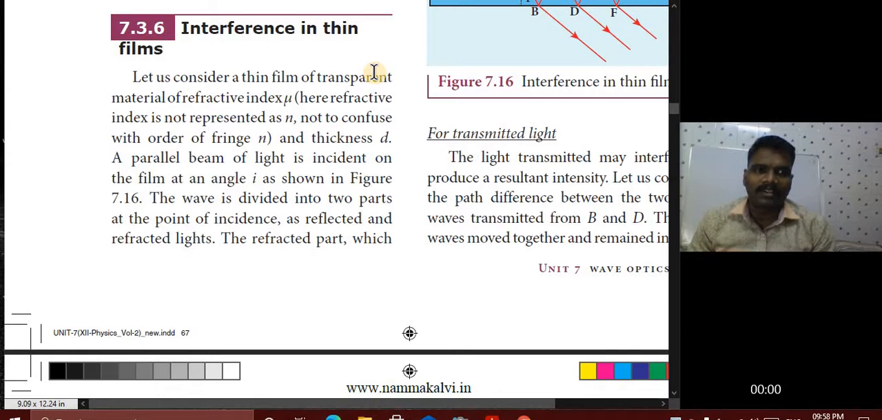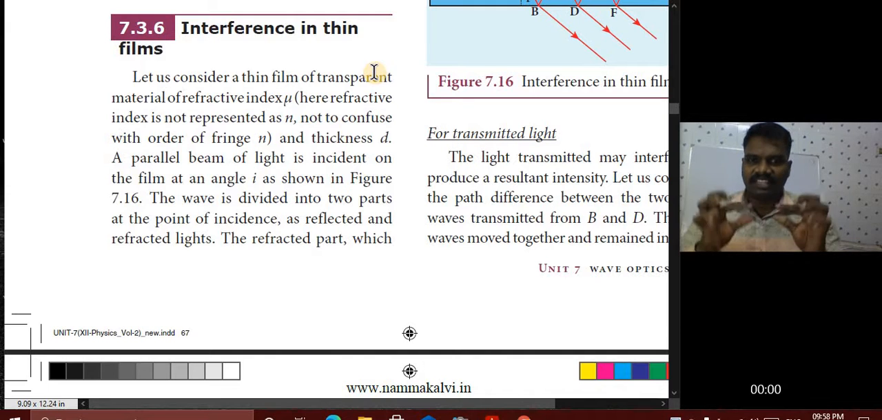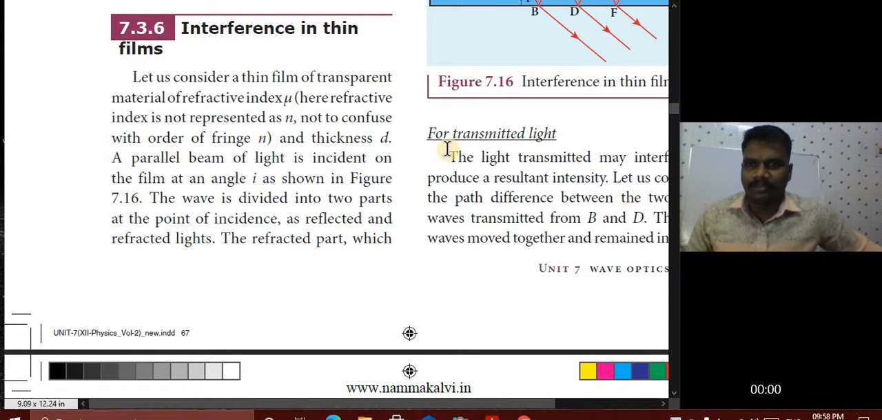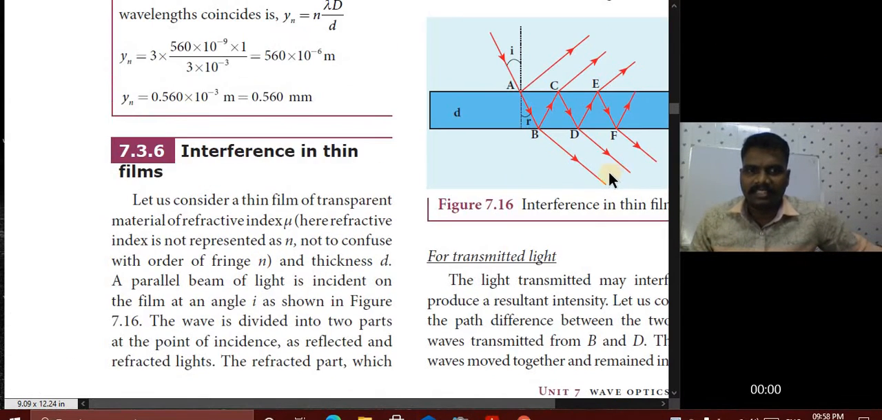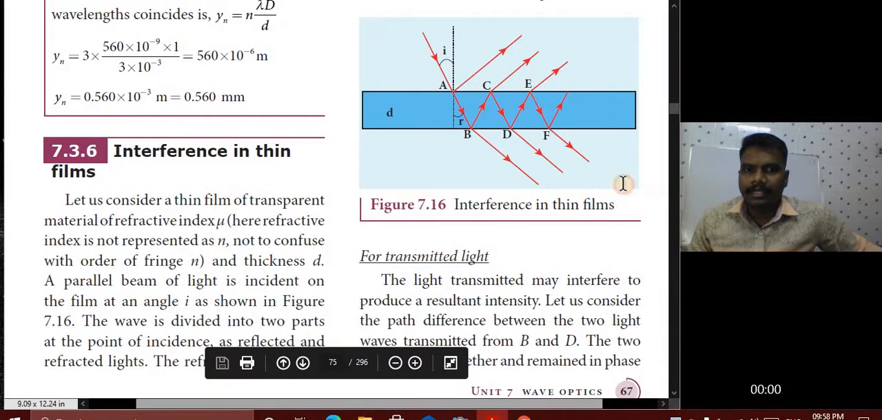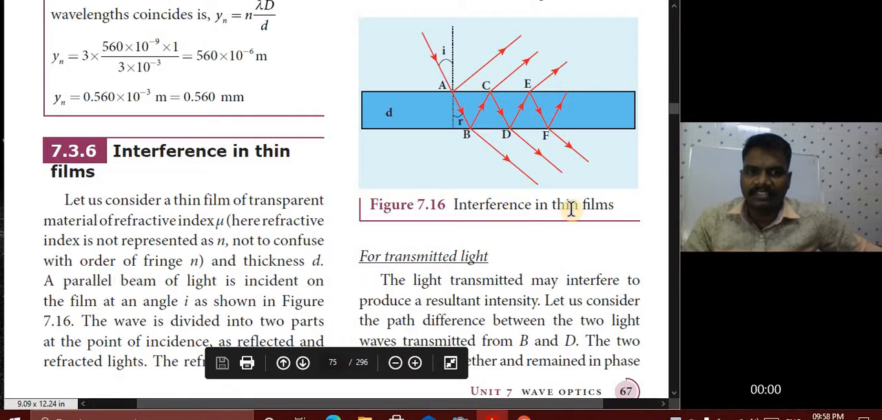The next important detailed question and answer from your 7th lesson, wave optics. The topic name is interference in thin film. Let us consider the thin film. This is the thin film, interference in thin film.